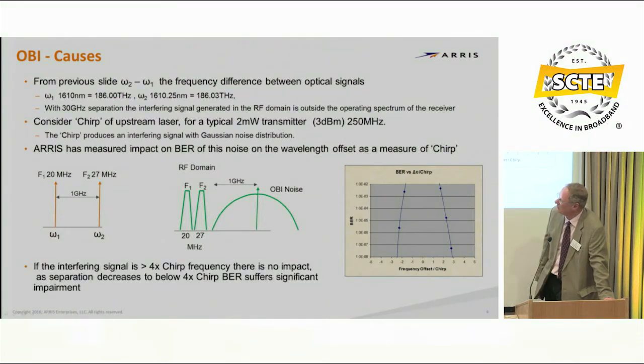So to put it simply, if the interfering signal is more than 4 times the chirp frequency, there's no impact. But as it gets less than 4 times the chirp frequency, the BER starts suffering significant impacts. And the chirp frequency on a return transmitter is around 250 megahertz. That's dependent on the transmitter. The chirp frequency is dependent on the transmitter power. So for higher power transmitters, that chirp frequency is increased.